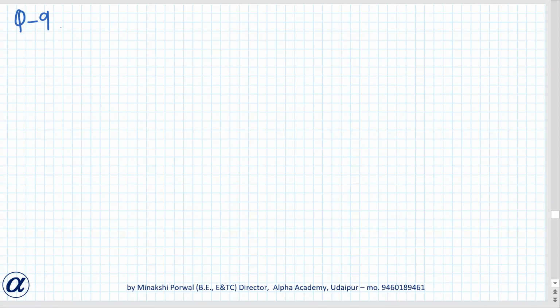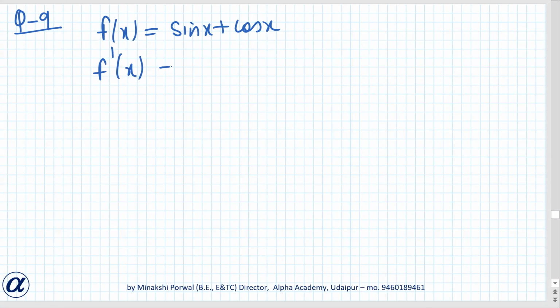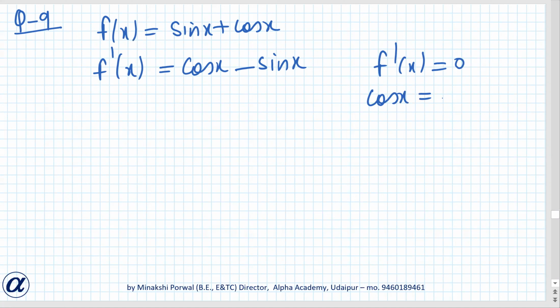Question 9. What is the maximum value of the function sin x plus cos x? f(x) equals sin x plus cos x. We have to find the maximum value of this function. So first of all, we'll differentiate it and find the first derivative. d by dx of sin x is cos x, and of cos x is minus sin x. We'll put f dash x equal to 0, so cos x equals sin x. X equals pi by 4, and next is 5 pi by 4.